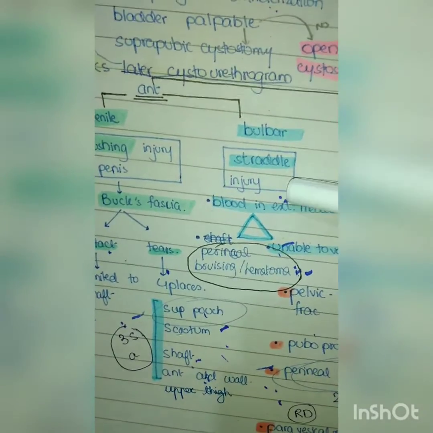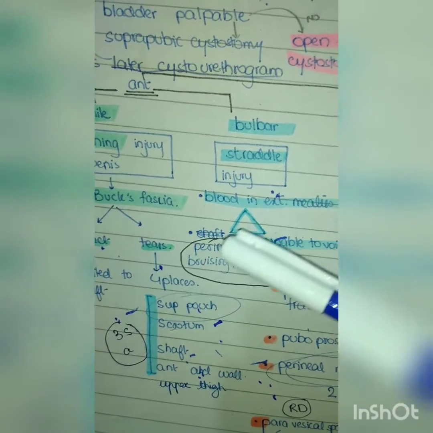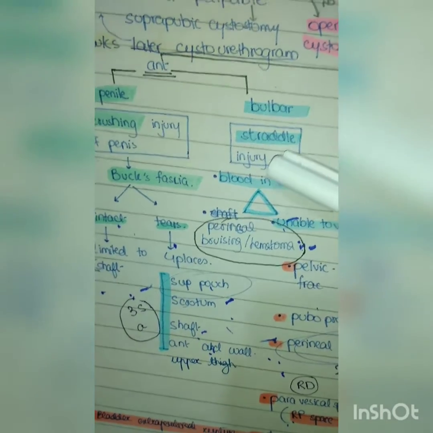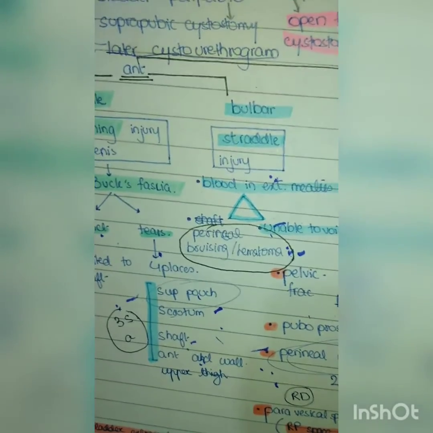Mostly, it would be a straddle injury. And when does it occur? When the person was riding a bicycle and had an accident, or riding a motorbike, or riding a horse. A straddle injury is a typical scenario for bulbar urethral injury.